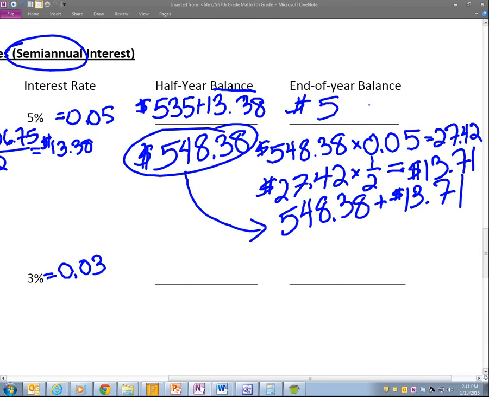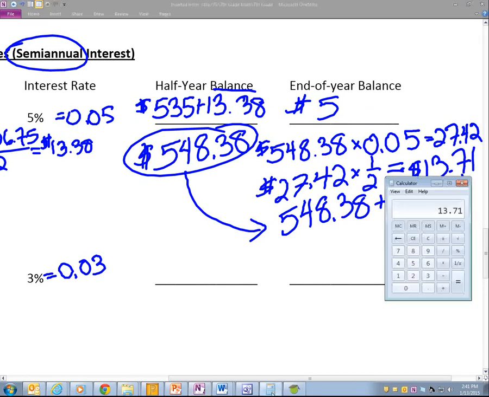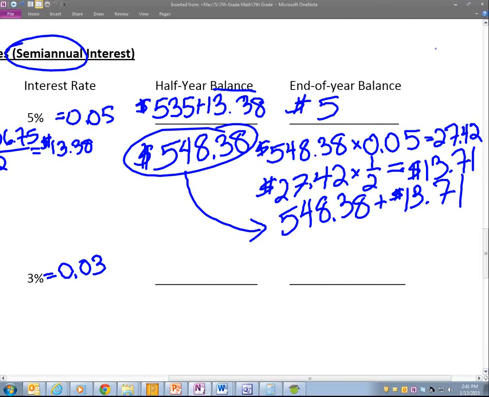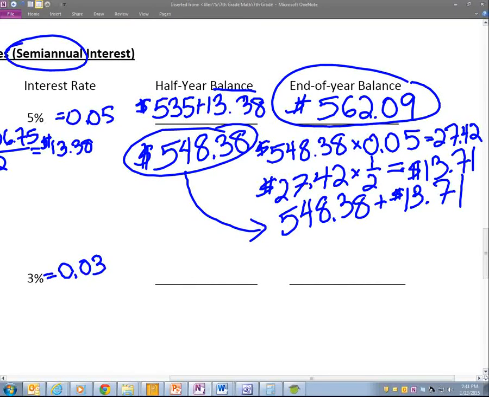So at the end of the year, we have $562.09. I'm going to circle that as well because there's a lot of writing here, and I want to make sure that my teacher knows exactly where I was answering.